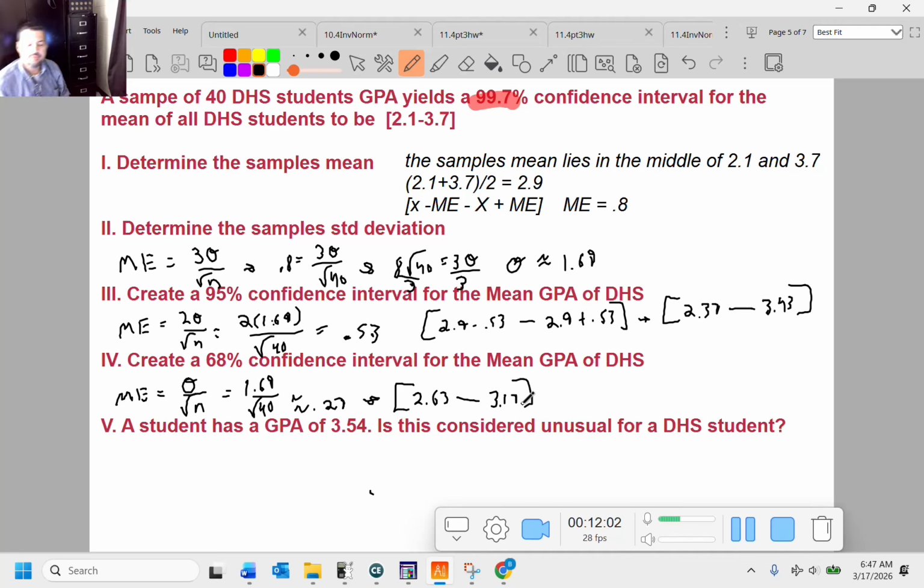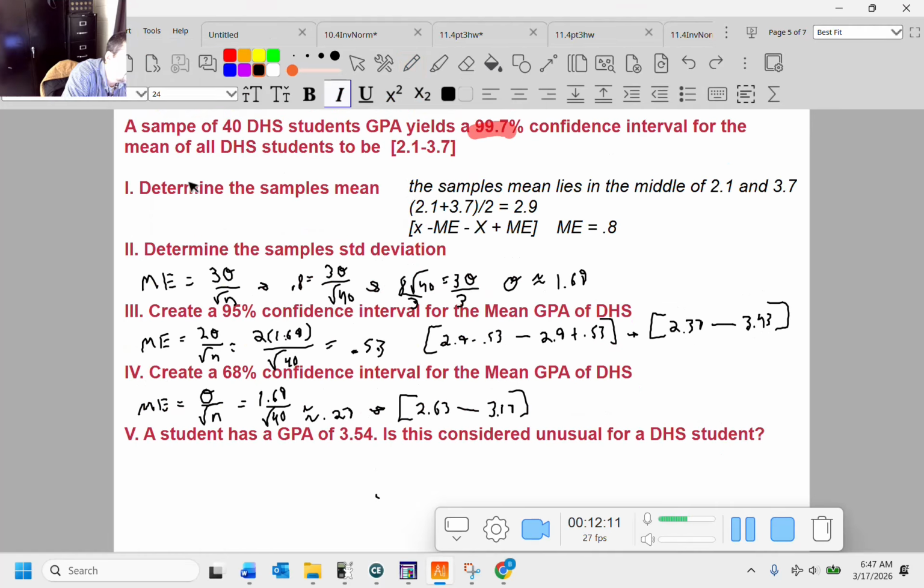A student has a GPA of 3.54. Is this considered unusual for a DHS student? Now remember that an unusual event is an event that lies outside of 2 standard deviations or lies outside of a 95% confidence interval. So that's the question. Does 3.54 lie outside of the 95% confidence interval?